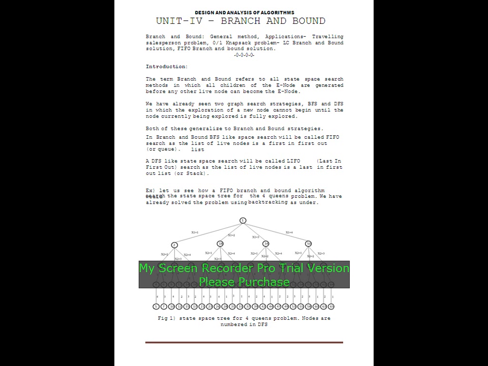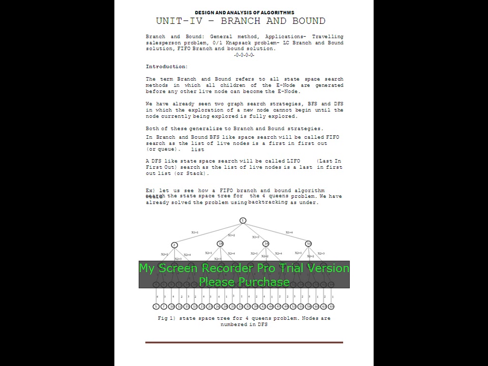As already told, branch and bound is always used to solve optimization problems, not feasible solutions. And always when we are solving a problem using the branch and bound approach, the problem must be a minimization problem, not maximization. So if the problem is maximization, first you have to convert that into minimization, and next you can solve it using branch and bound. So this is the introduction, and next an example of how we can solve.